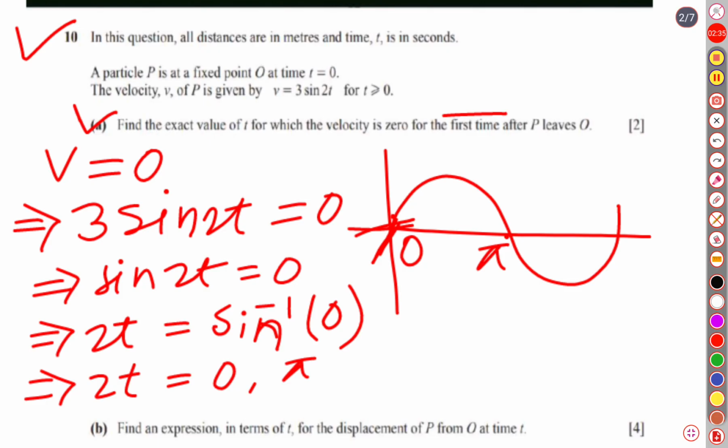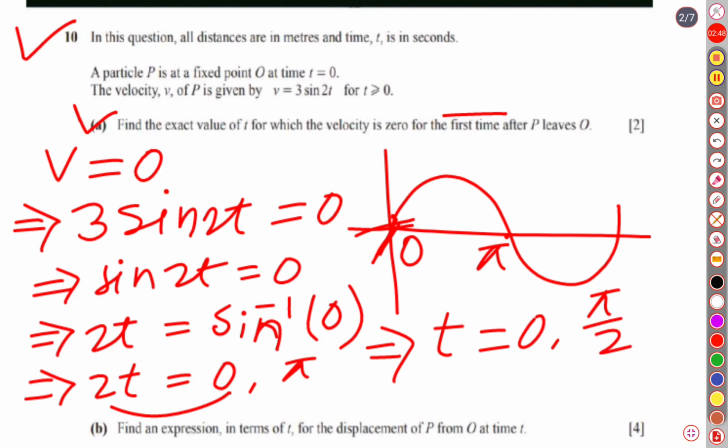So what have we got? That 2t is equal to 0 or pi, and if we transpose this 2 to the right side, t is going to be 0 or pi over 2. They have told us to find the first time. Look, this is the clue word of this question, first time, not at the beginning. We know at the beginning t was 0 when it started. Then the second time is the point when it came back to 0. So we will choose the second value. Hence t is equal to pi over 2.